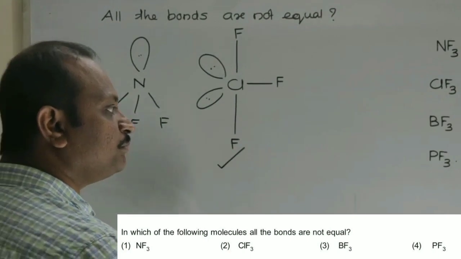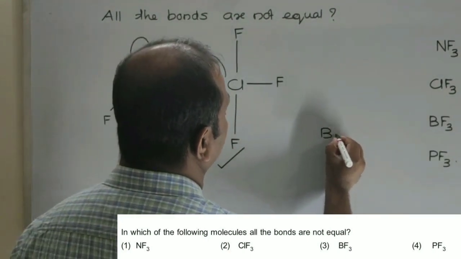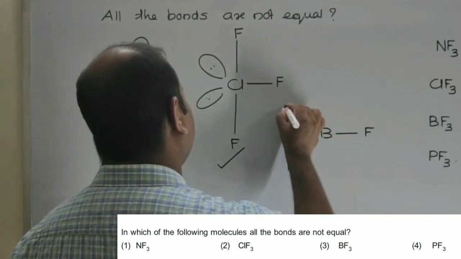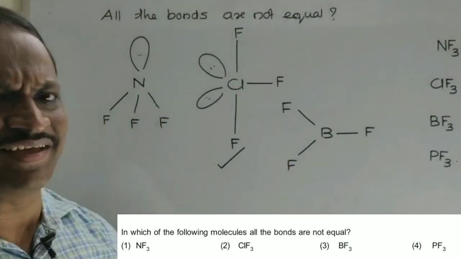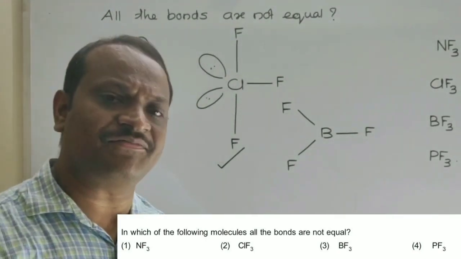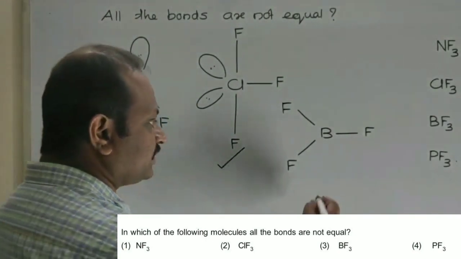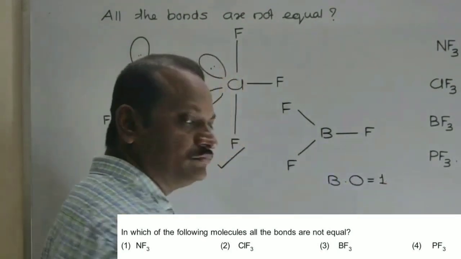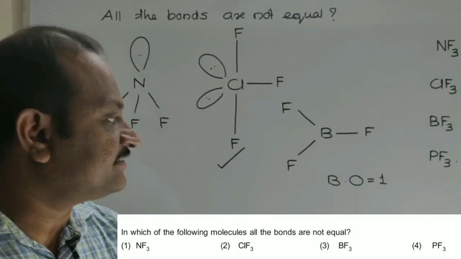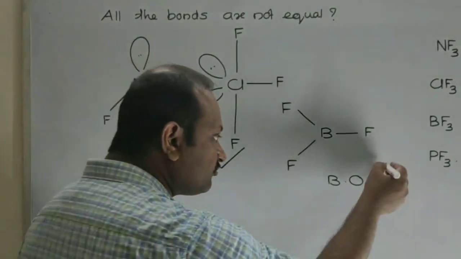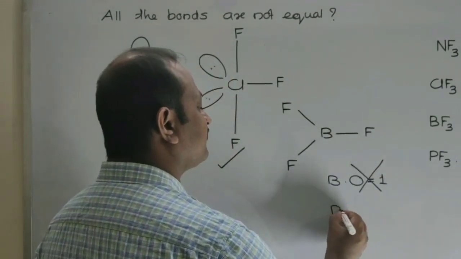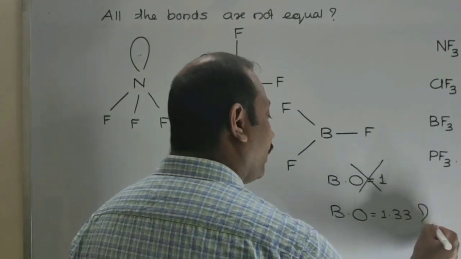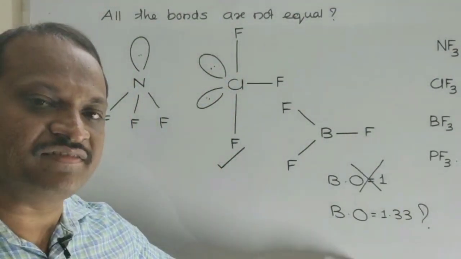And next compound, BF3. I'm just drawing BF3 here. In the last question also I had drawn this BF3, but try to understand, in this BF3 you may say that the bond order of B-F is 1. So you will say that the bond order of boron fluorine is 1. But for your information, it's not equal to 1. In this case, the bond order is 1.33. Why does the bond order come as 1.33 in this case?